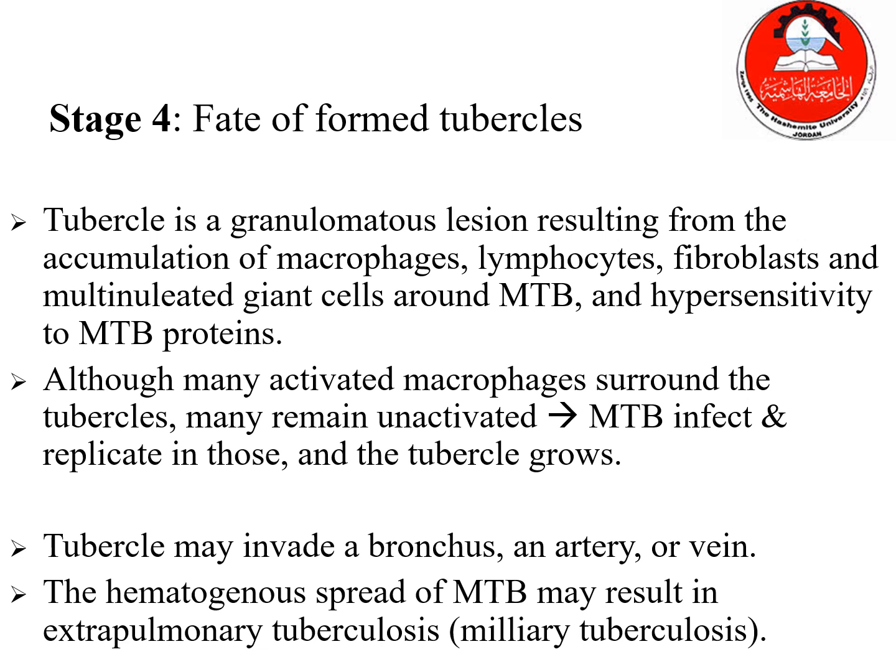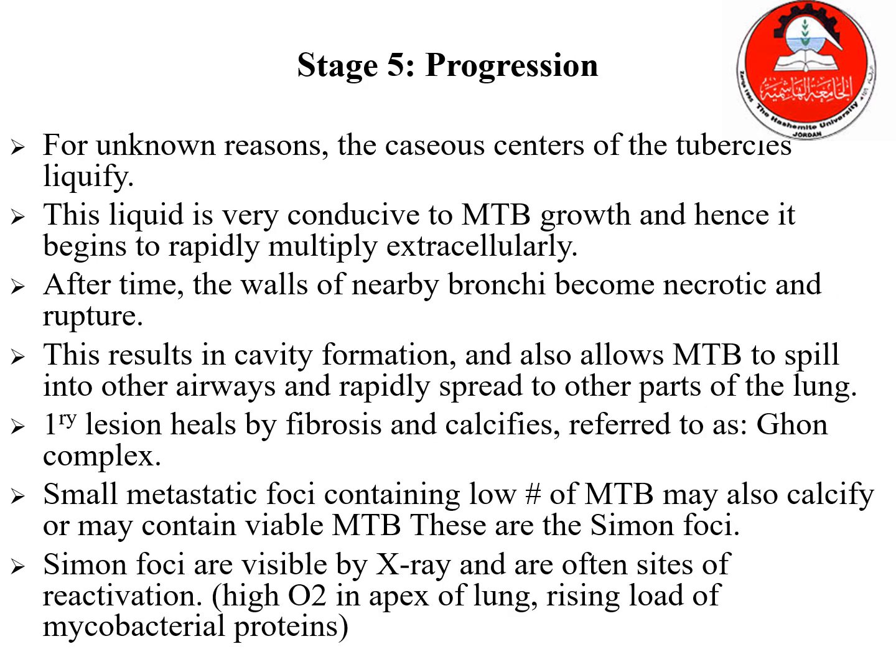Although many activated macrophages surround the tubercle, many remain unactivated, and the Mycobacterium tuberculosis infects and replicates in those, and the tubercle is going to form and grow. Then the tubercle may invade the bronchus or an artery or a vein, and it is going to lead to the spread of the mycobacterium, and it's going to lead to what's called miliary tuberculosis.